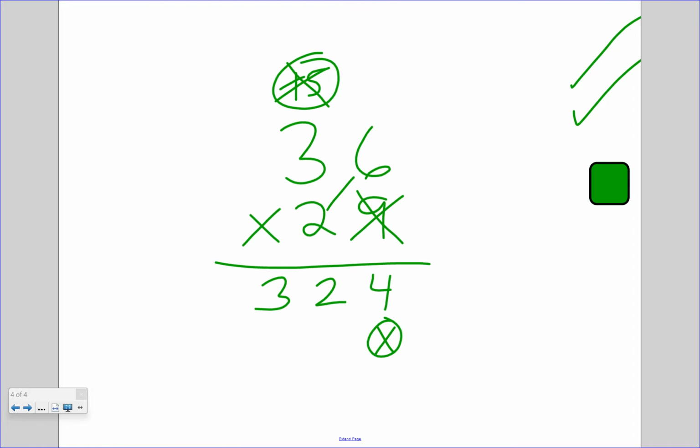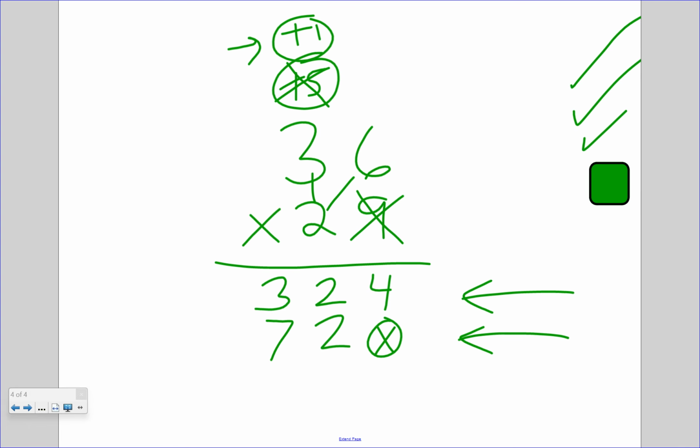Now we're ready to move into step 3, which is working with the 2. 2 times 6 is 12. Put the 2 down, carry the 1 next door. And 2 times 3 is 6, plus 1, can't forget that 1 right there, don't forget, is 7. Check, step 3 is done. These are the 2 parts of our answer. The final step is to add them together. So adding these guys together, 4 plus 0 is 4, 2 plus 2 is also 4, and 3 plus 7 is 10. We get 1,044.